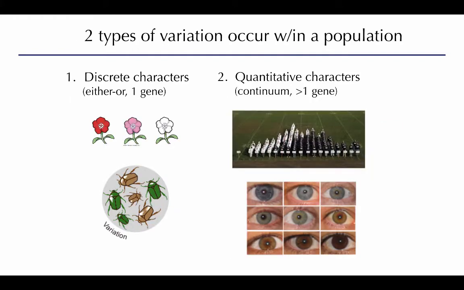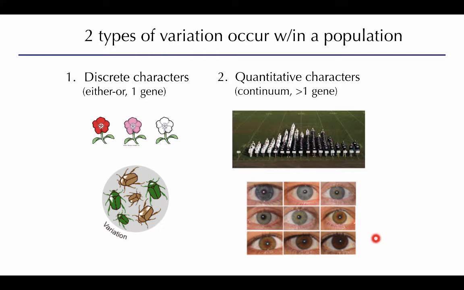When we talk about genetics, we tend to think about discrete characters, as in white pea plant versus purple pea plant, or sickle cell allele versus not sickle cell allele. That's just two either-or characters. But really most traits are what are called quantitative characters, where we have a continuum. You can see height, they're arranged by height. That is a classic quantitative character.